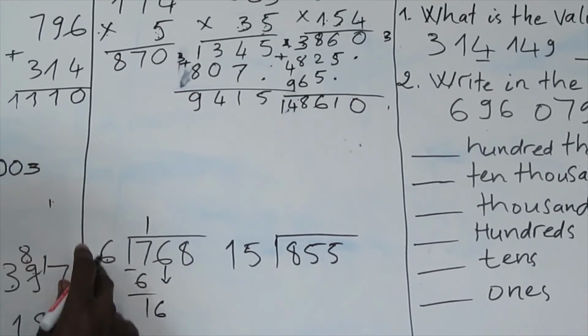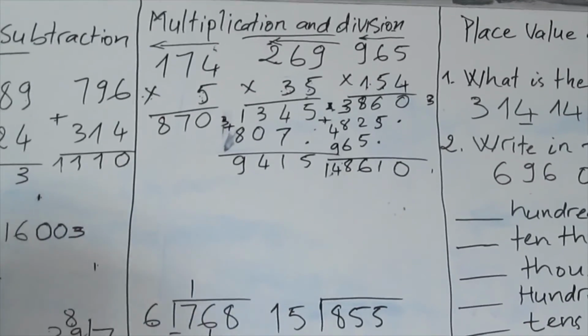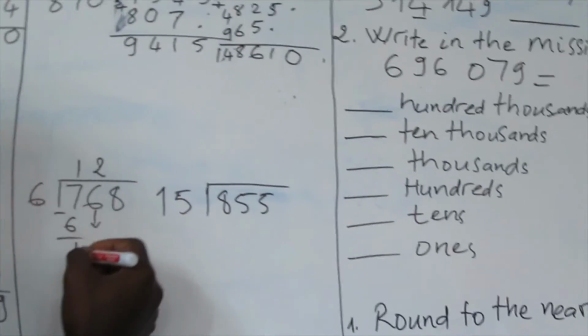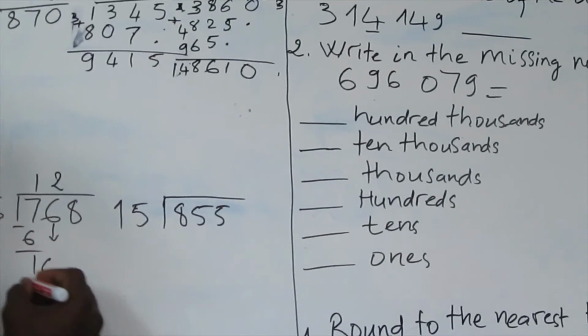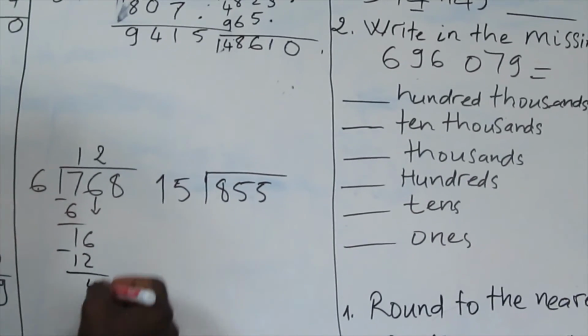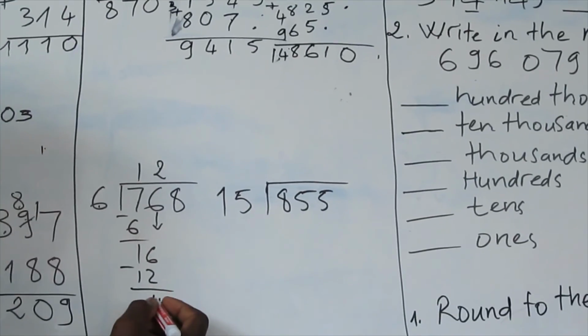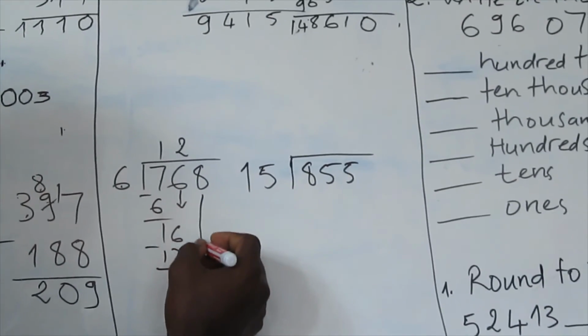6, 16. How many times 6 goes into 16 is 2 times. 2 times 6 equal to 12. You minus here equal to 4. Now, 4, can you divide 4 by 6? You can't. You cannot divide 4 by 6. You do what? You drop this one.